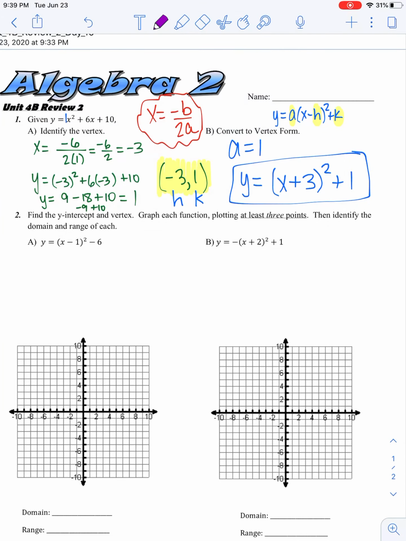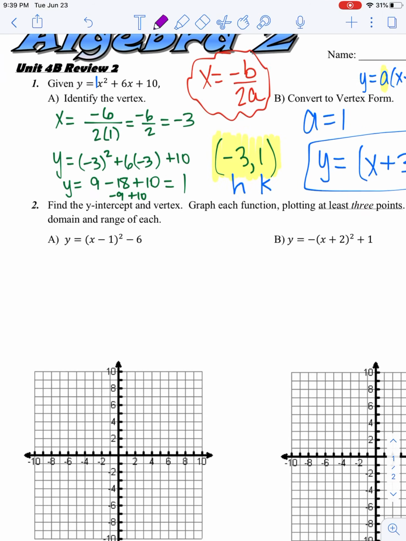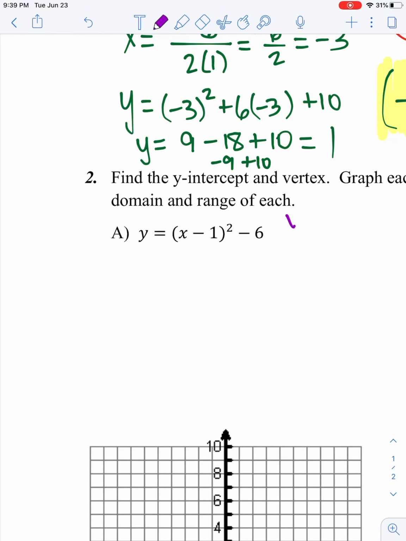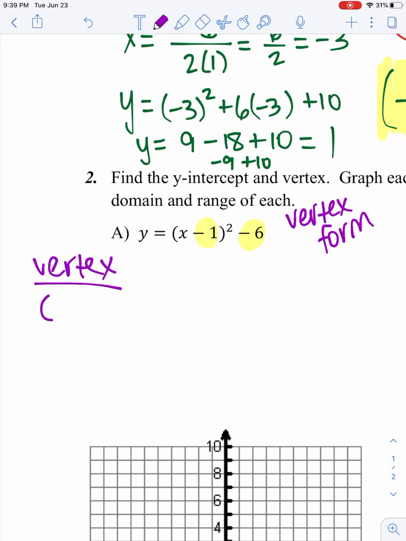All right, next we have find the y-intercept and vertex and graph each function, plotting at least 3 points. So for part A, to find the y-intercept and the vertex, notice this is vertex form. That's what the lessons day 10 were all about. So the vertex is easy to find. The vertex is just looking at the h and the k. When I look at these numbers, I take opposite, same, 1, negative 6.